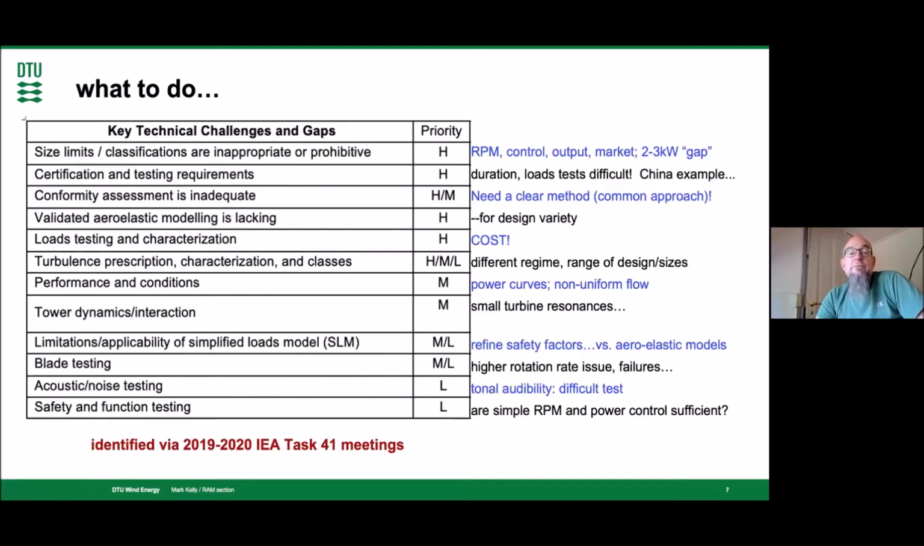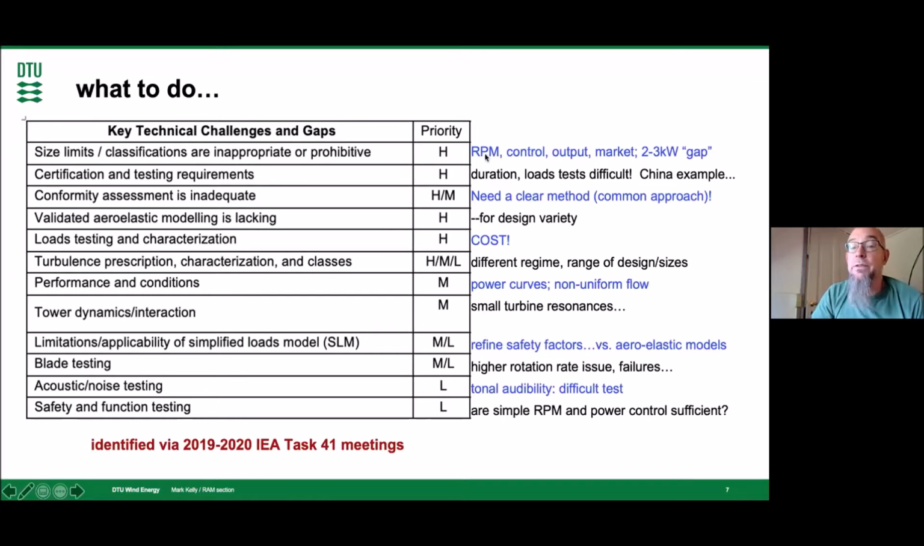So these have been identified, and okay, so what do we do about it? Well, there's a few things. In general, as elucidated in this report, we have to deal with, for example, reclassifying turbines into more classes, or ones which are appropriate for micro turbines versus small turbines.